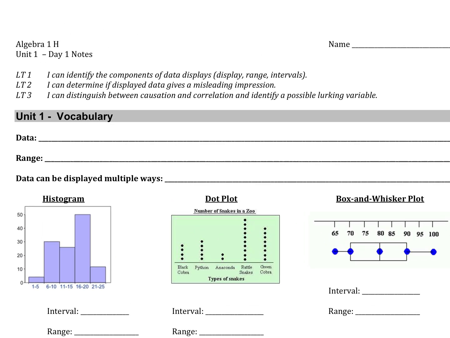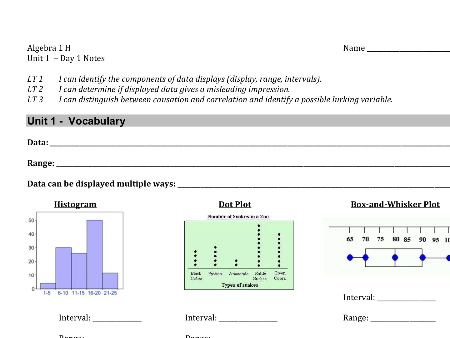Your learning objectives for this lesson are to identify the components of data displays, that includes display, range, and intervals; to determine if a data display gives a misleading impression; and to distinguish between causation and correlation and identify a possible lurking variable. Now, this last objective we have actually already talked about back when we did statistics in Unit 3, but it's always a good idea to revisit some ideas. So we're just going to go ahead and review that.